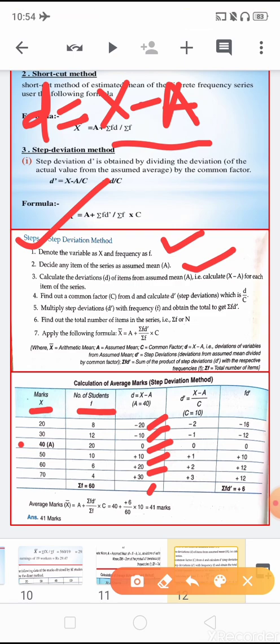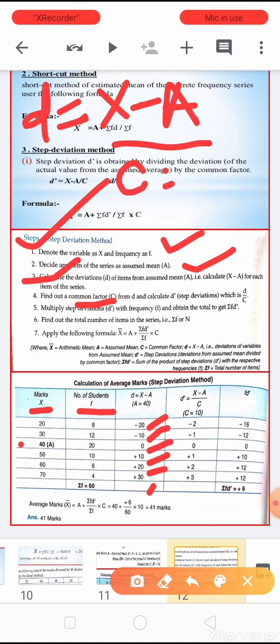Then we calculate d dash. Now that the deviation is calculated, we need to find a common factor, that is c, and then calculate the step deviation, which is d upon c. Children, a common factor is a factor which shows a common difference between each and every variable. When you observe these variables, you come to know that the variables differ by 10 each. So the common factor here is 10.